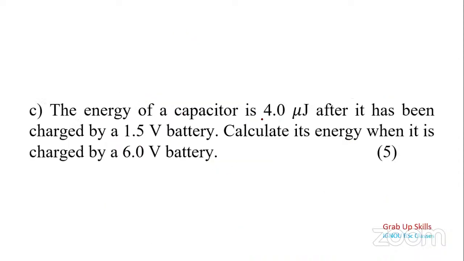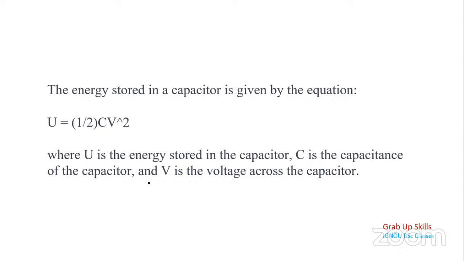The energy of a capacitor is 4 after it has been charged by a 1.5 V battery. Now we need to calculate its energy when it is charged by a 6-volt battery. We will see the solution for this. The energy stored in the capacitor is given by this equation. What is U here? It is the energy stored in the capacitor, C is the capacitance, and V is the voltage across the capacitor, right?